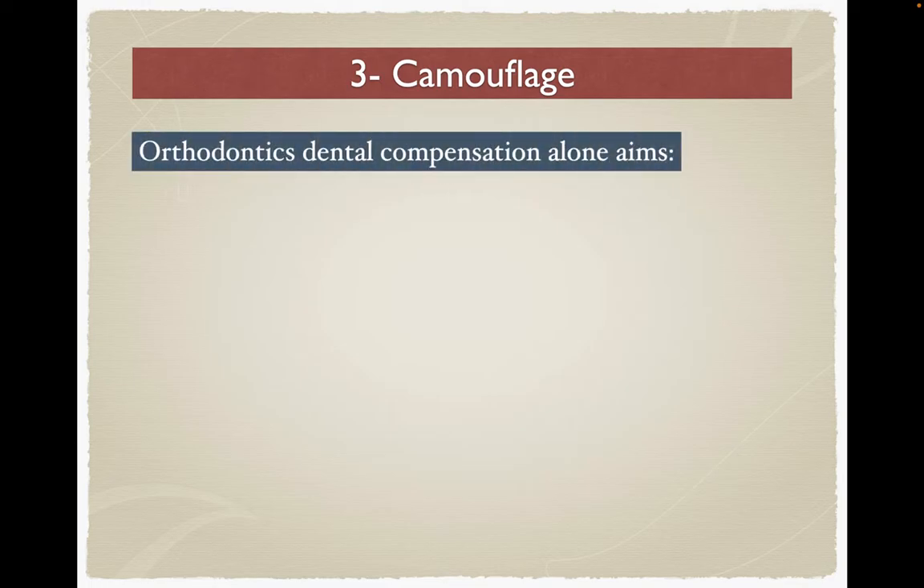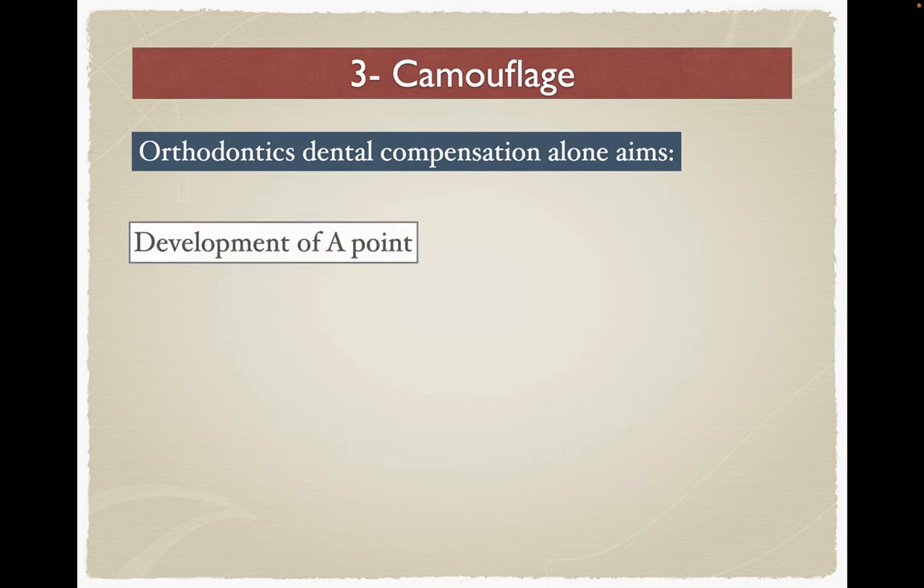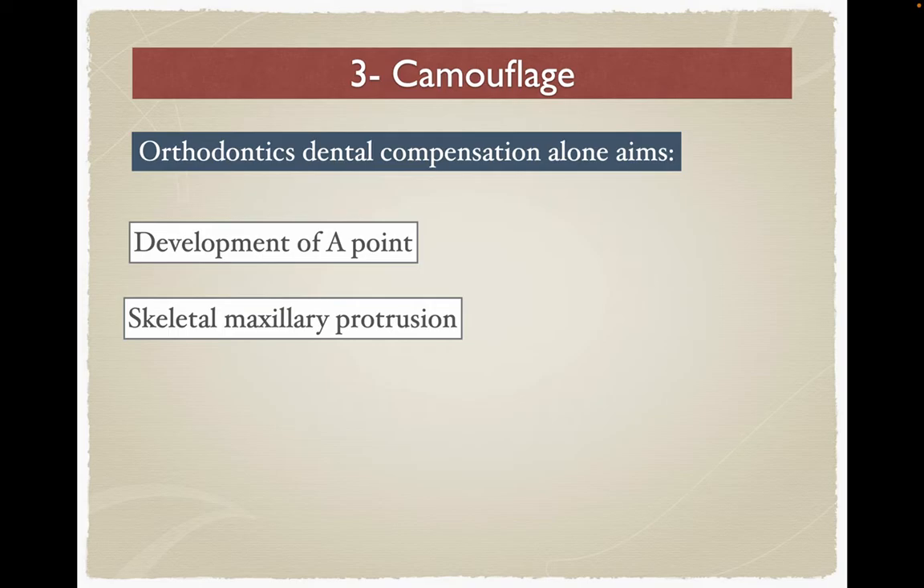So the main topic of the lecture today is the camouflage. How can we camouflage a class 3 patient? Usually the aim of the treatment will be to develop the A point. We need this A point to move forward because, as you said, a hypoplastic maxilla is the main etiology for this malocclusion. And again, because it's the maxilla, we can either dentally move the A point forward or skeletally move the whole maxilla forward, doing either functional, as we said before, or surgery.